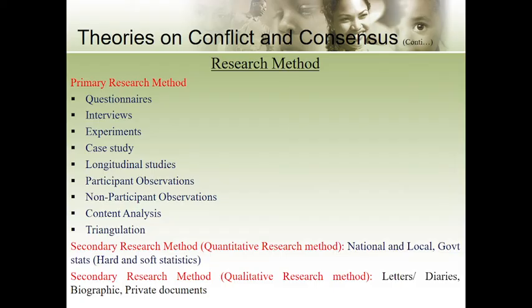Now, if we talk about the secondary research method, it is also divided into two parts: quantitative research methods and qualitative research methods. Quantitative research methods, as the name suggests, deal with something that you can count, and qualitative is what you can't count but you can, of course, observe. For quantitative research methods, the data you can find in national and local government statistics, hard and soft statistics.